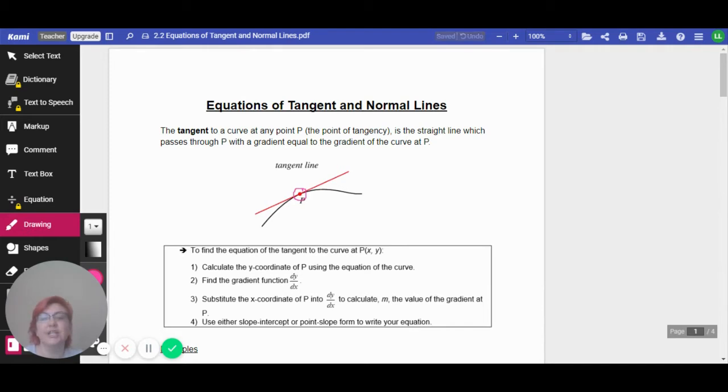So to find the equation of the tangent to the curve, you're going to calculate the y-coordinate of P using your given x in the equation of the curve. Then you'll find the gradient function for the curve, dy over dx, or the derivative. And then you're going to substitute your x-coordinate into that derivative to calculate the gradient of the curve, which is also the gradient of the line at point P. Then, using your x, y, and gradient, you'll use either slope gradient or point gradient form to write your equation.